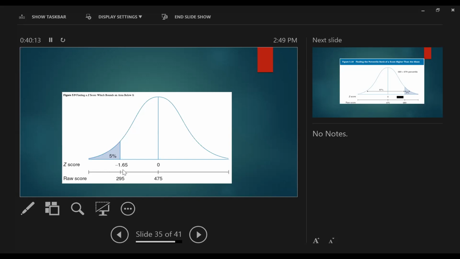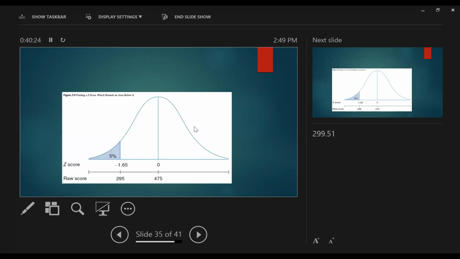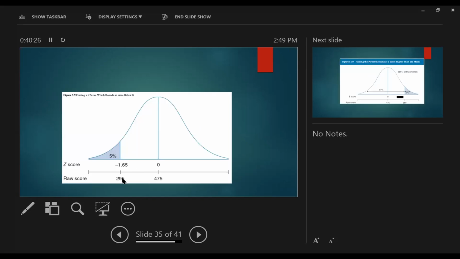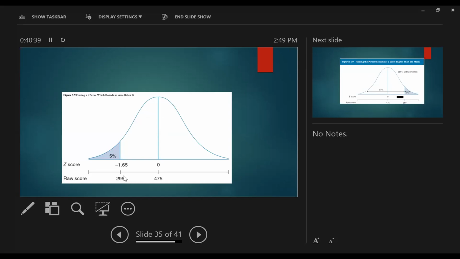And just think it through. If that ends up being your z-score, you plug this in. So negative 1.65 times your standard deviation, which is 109, plus your mean of 475, which gives you a score of 295. This is something I see with students all the time, where you plug in the numbers and you forget this negative piece with your z-score, and all of a sudden you end up with a score that's above the mean. Now you've got to look back at the question and ask, what was it asking me?